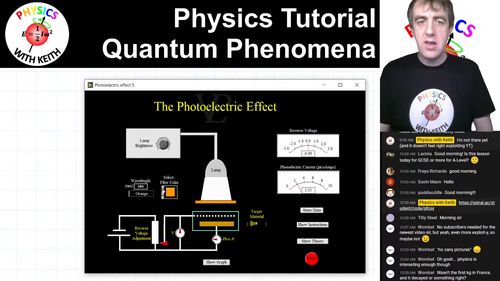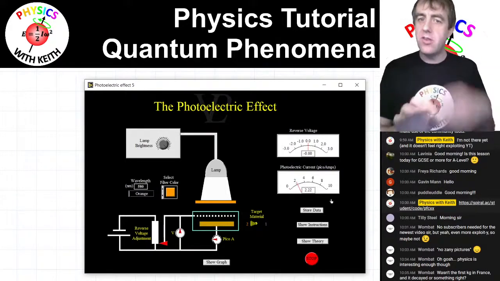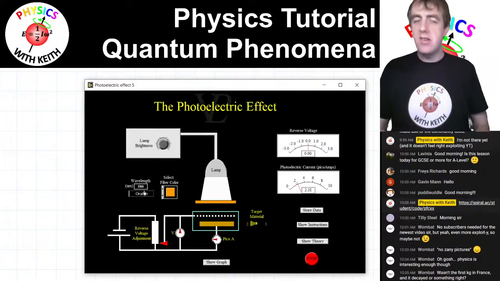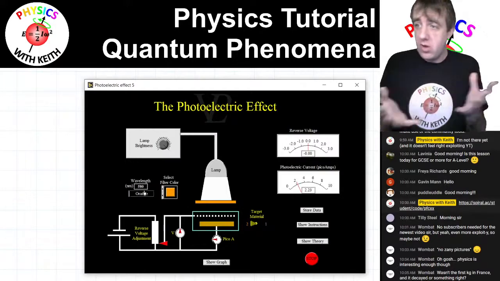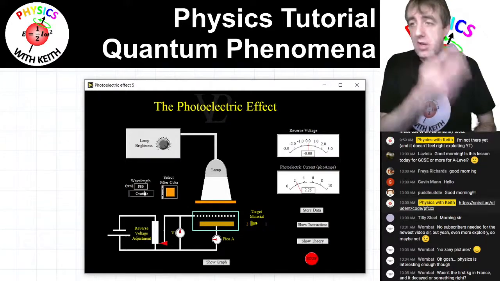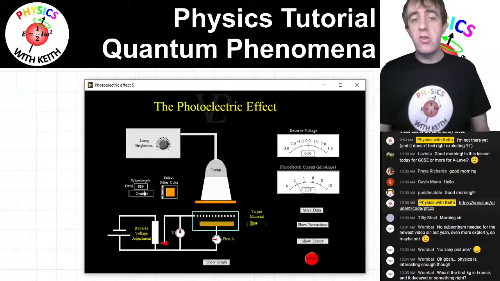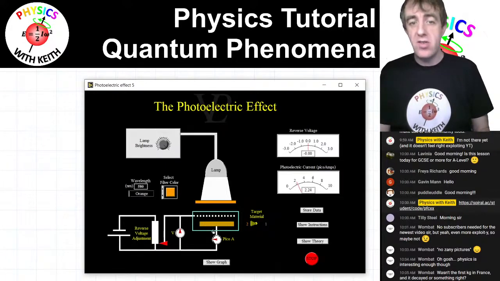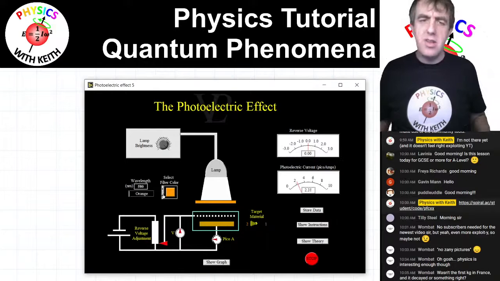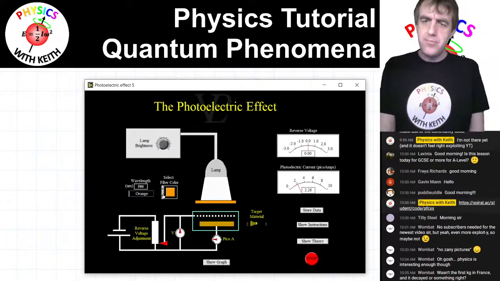Now, if I use an orange filter, you'll see there's some current. So when orange light, a wavelength of 580 nanometers, is incident on this particular metal, photoelectrons are emitted. Photoelectrons is what we call electrons that come off the surface because of light. It's not a special type of electron, it's just a name for electrons that come off the surface because of light. But with red light, 630 nanometers, no photoelectrons are emitted. And that's interesting. That deserved an explanation, and the wave theory couldn't explain that.